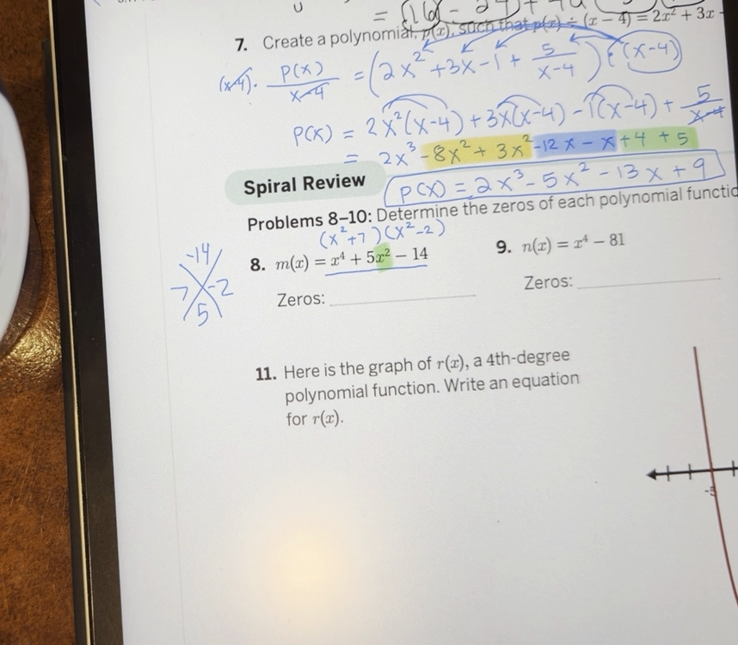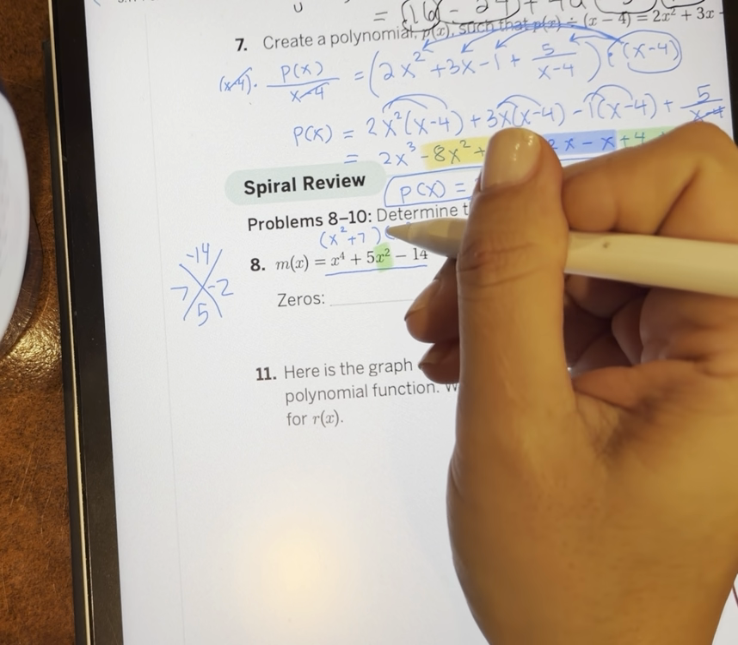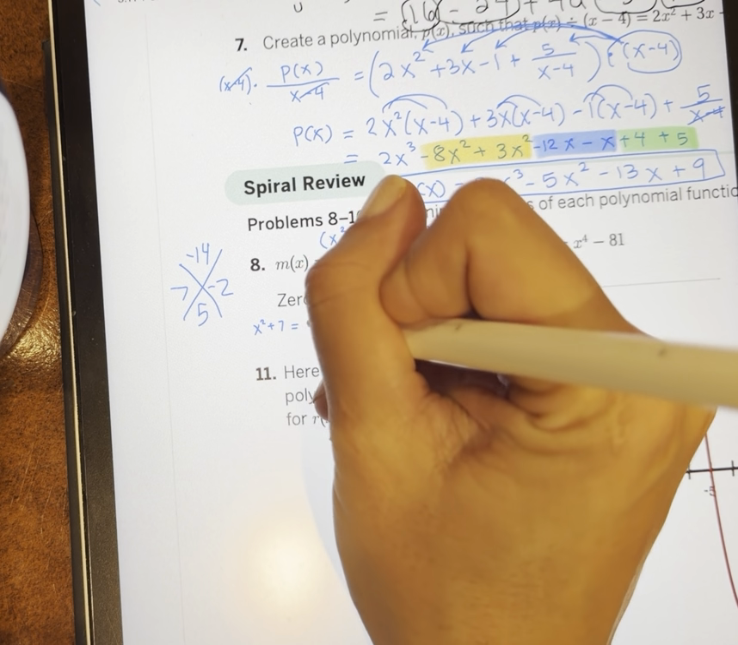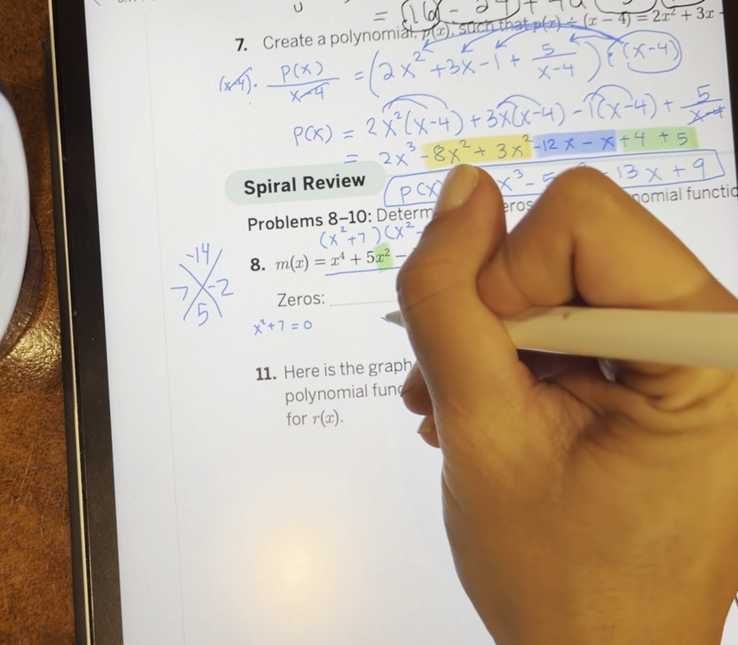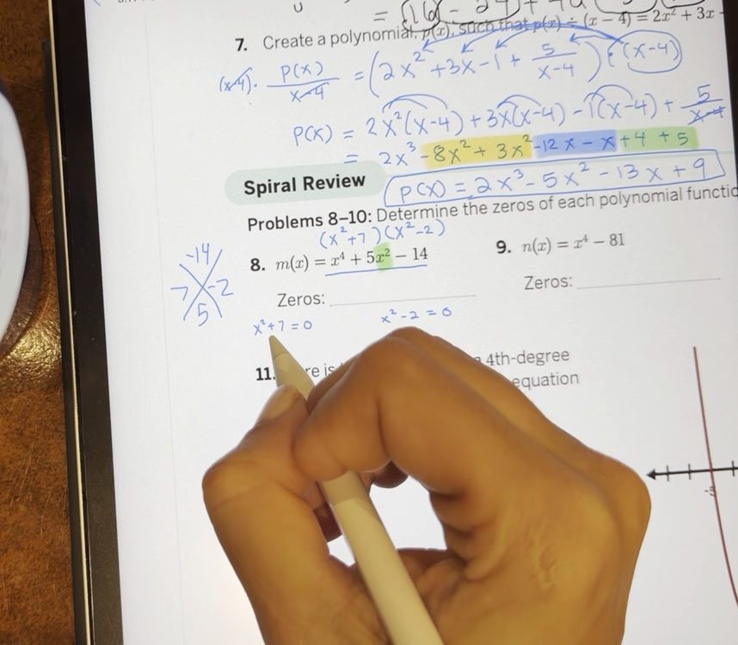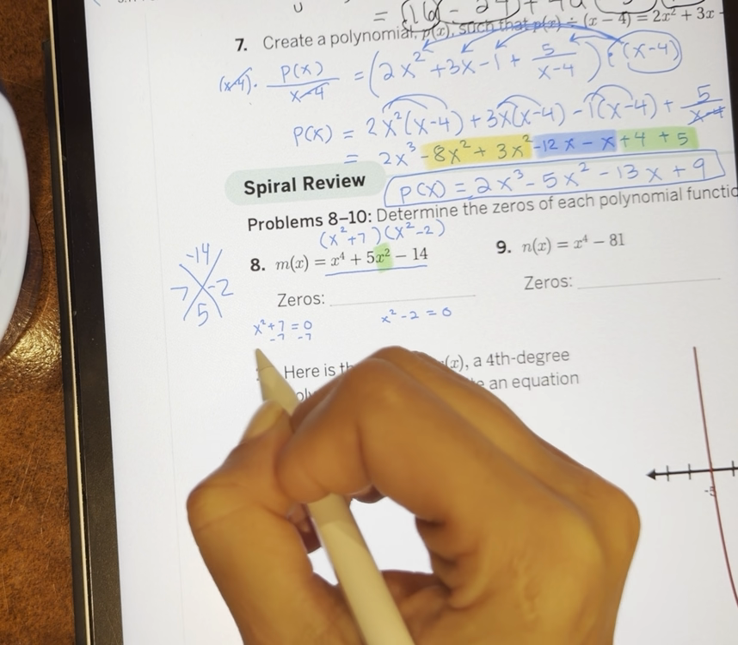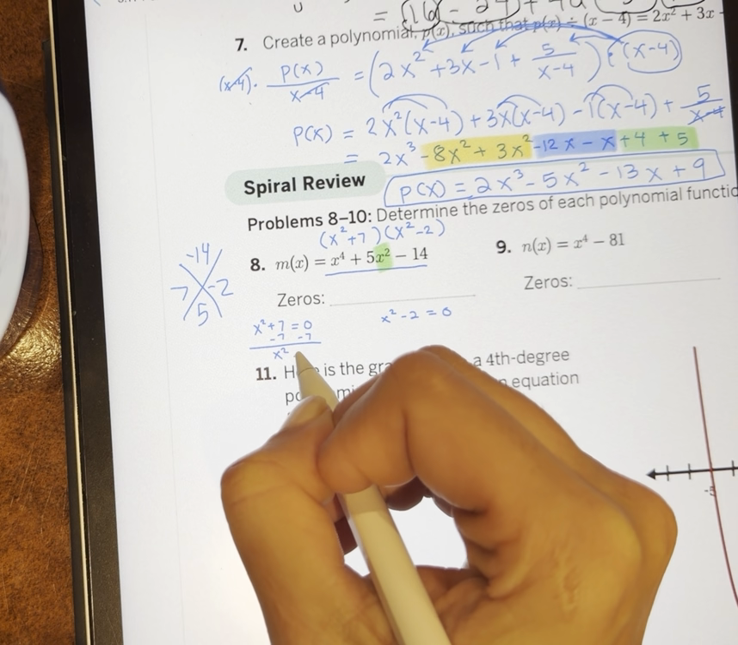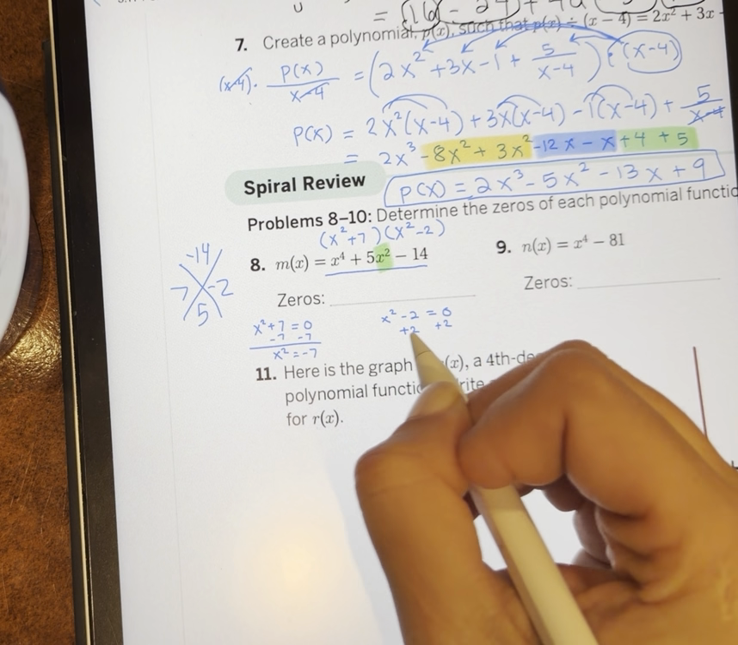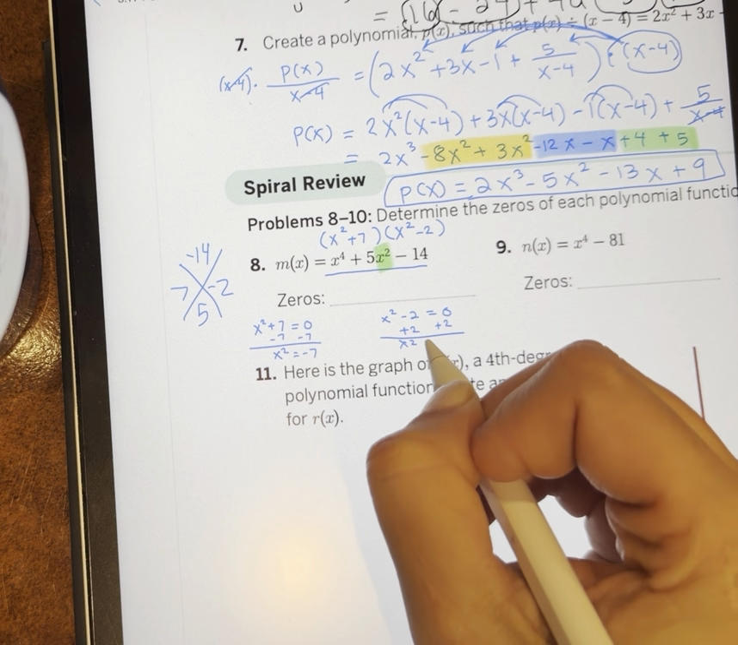And then they asked me for the zeros, which means I got to take each of these factors, x squared plus 7, and set it equal to 0. I also take x squared minus 2, set it equal to 0, and I solve. Step 1, subtract the 7 from both sides. X squared equals negative 7. Over here, add the 2 to both sides. X squared equals 2.